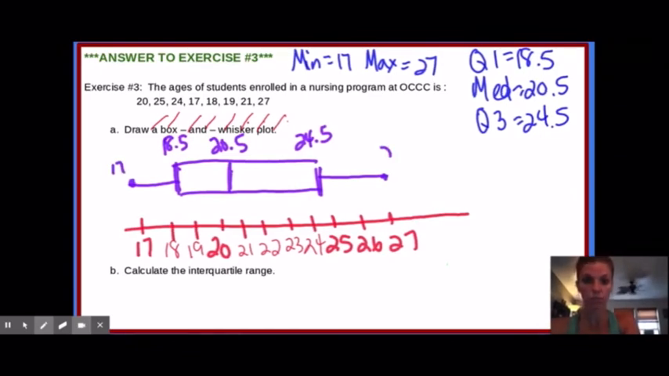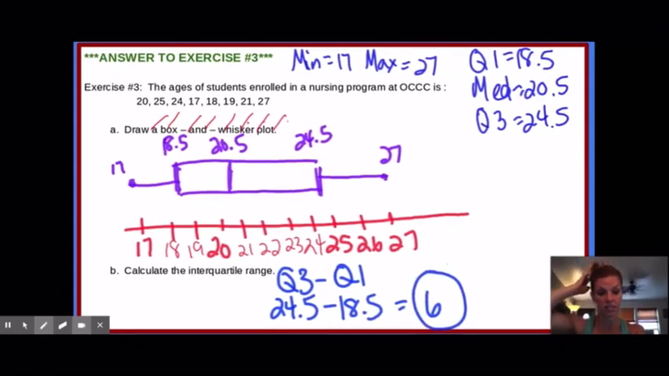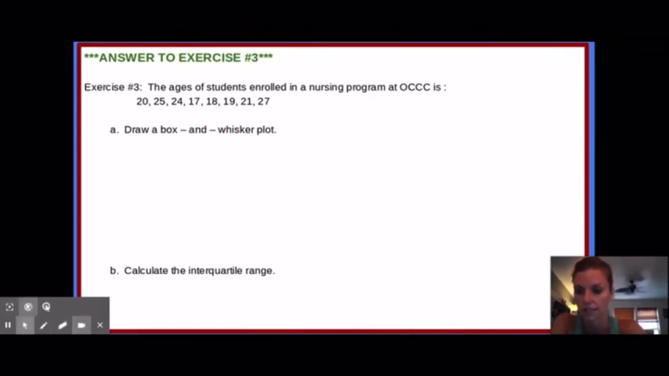Now this one has an extra question. It says find the interquartile range. Remember, for that, all you have to do is quartile 3 minus quartile 1. So you're going to do 24.5, which is quartile 3, minus 18.5, which is quartile 1. So your interquartile range is 6. That's a pretty small number. So you'd say that this data is pretty close. These ages are pretty close to each other, right? They're not that spread out for a college class.